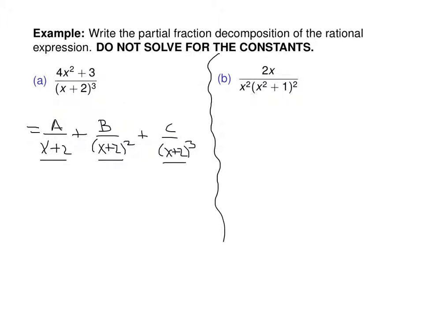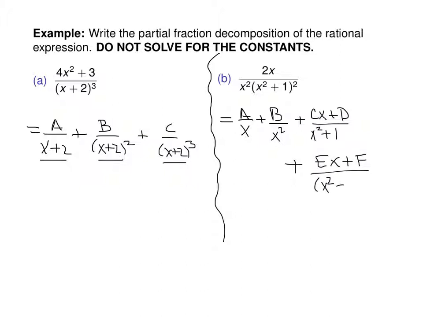Now here, I would have had a over x and b over x squared because of the repeated x factor. Then I have a repeated x squared plus 1 factor, which is an irreducible quadratic. So for that, I need cx plus d, the top must be linear, and I need one more because it was squared, ex plus f, we'll say, over x squared plus 1 squared. Do not solve for the constants. You're not going to get extra credit if you do it. I didn't imply that. It's just list out what they would be.